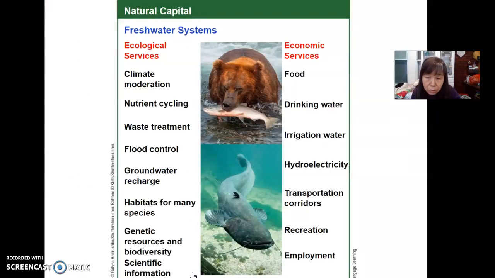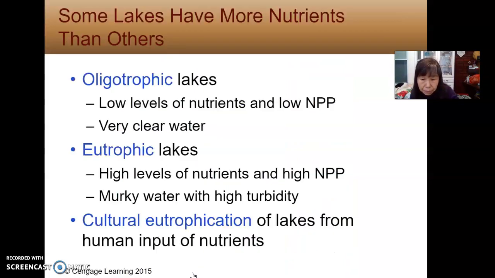So again, spend some time to look at this slide to know the ecological services and economic services of freshwater. So many of them, they overlap with the saltwater ecological services and economic services.